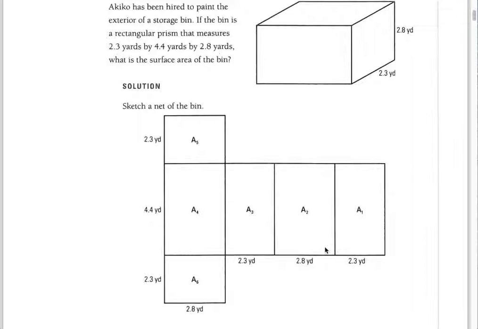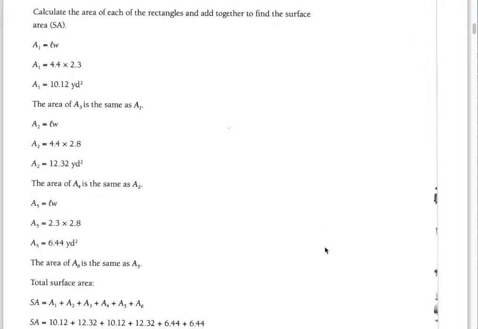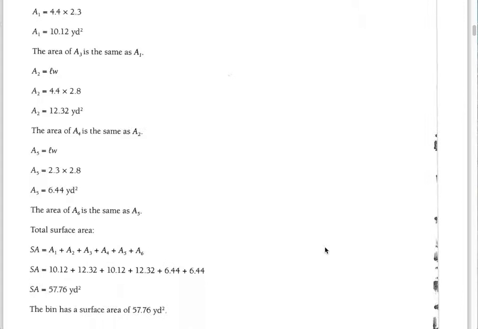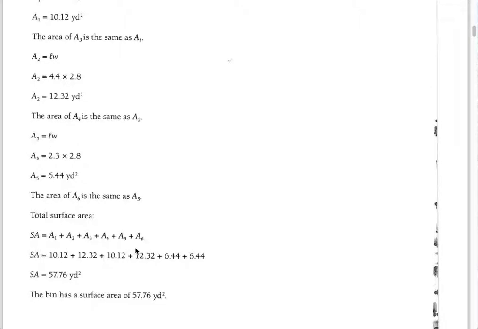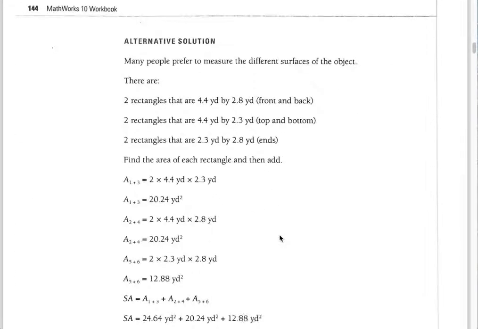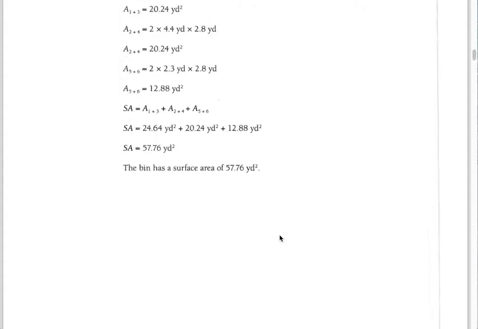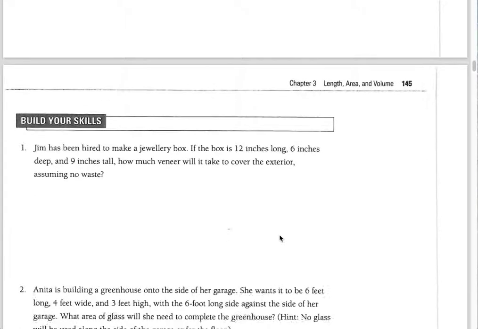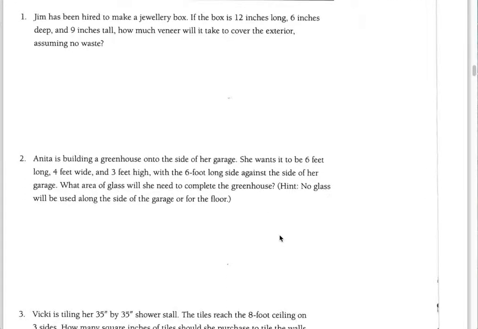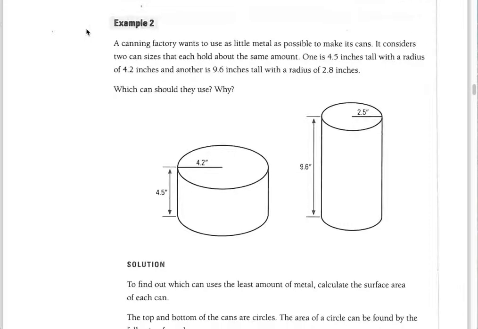So surface area is just length times width, and we can add all 6 surfaces up. So the calculation is shown on this page. And of course in the end you'd be adding up all 6, which would be here. Fairly straightforward. There is an alternative solution that you can read through right here on page 144. So perhaps what I'd like you to do in class is to do the following, build your skills 1 through 3 based on that example.